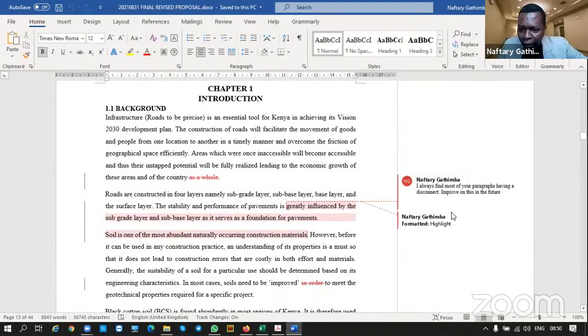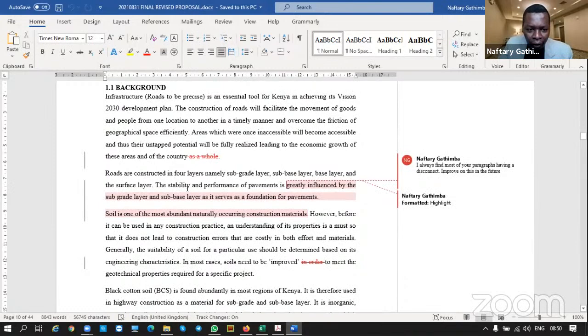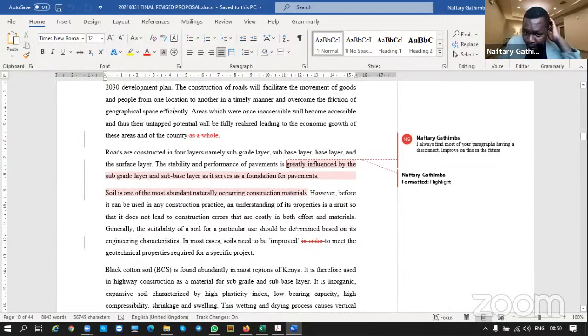Like now here, you're talking about the infrastructure of the road, essentially in achieving the Vision 2030. And then all of a sudden, you have been talking about the roads that will help in the economic growth of a country. Then you jump to roads are constructed in four layers. The stability is greatly influenced by the subgrade layer and surface layer, as it forms the foundation for the pavement. Then you come to soil is one of the most abundant materials. Okay, that one, I think there is an improvement there.